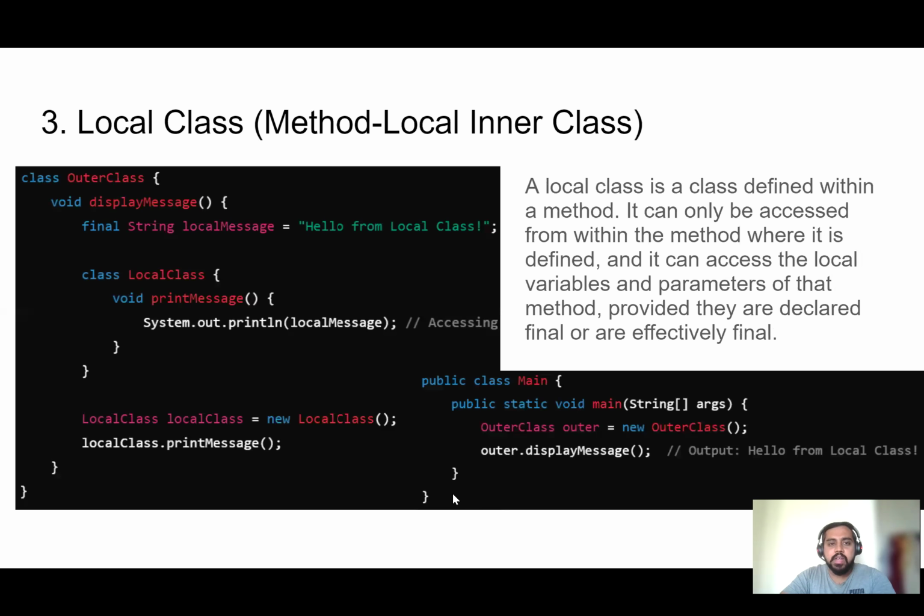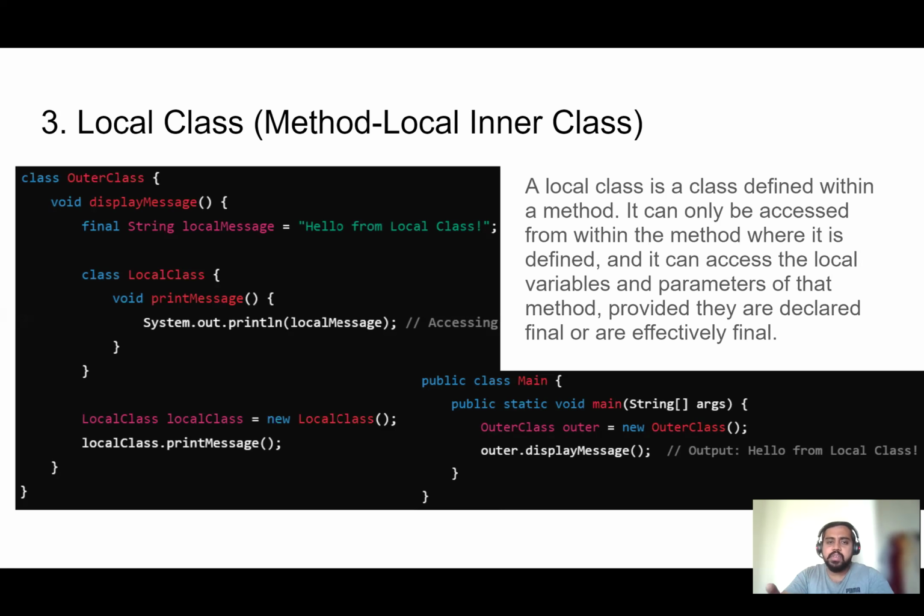We'll see the next type of class, called a local class, or a method-local class. Here the main thing is we are defining a class inside a method. I created one outer class where I declared one method, display message, with a local message. I created one local message of type string and made it final. As you can see, inside this display message method I created one more class, which we call a local class. A local class is a class declared inside a method.